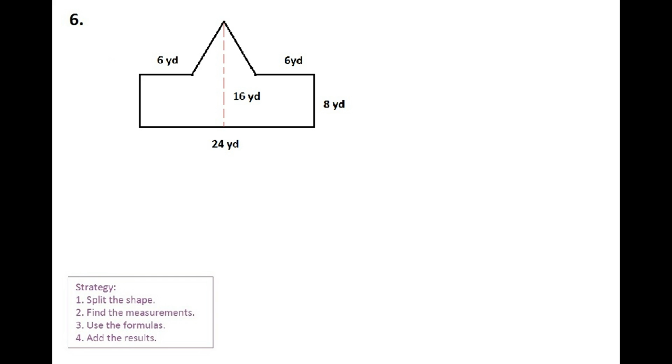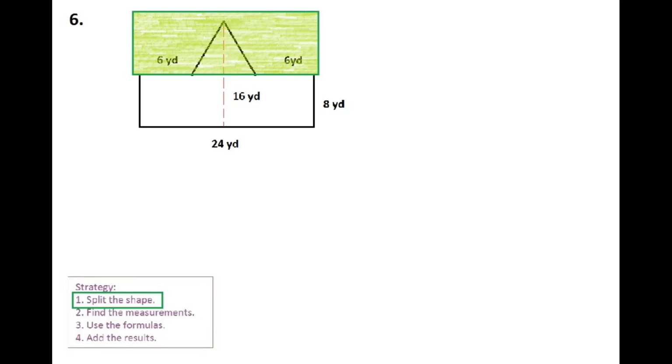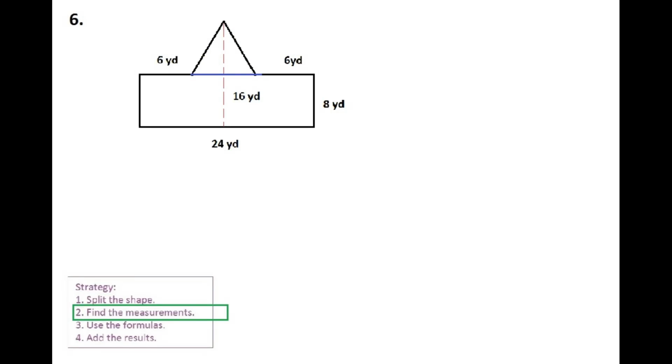If we look at this shape, it looks complicated, but it's not. There's a rectangle, there's a triangle. So you see them? A rectangle down here, triangle up here. And now we have to find our measurements. We're going to start by finding the height of that triangle that's sitting on top of that rectangle. You'll see why I did that in a few minutes.